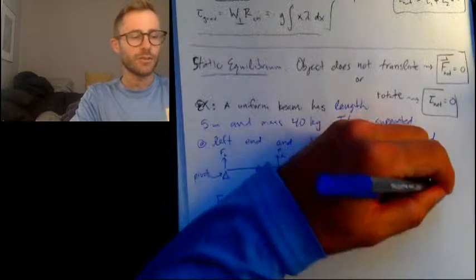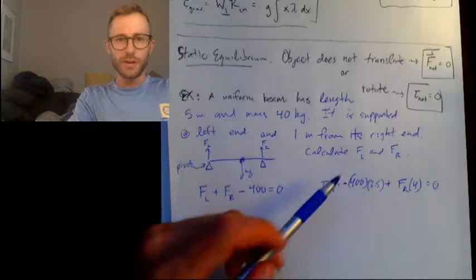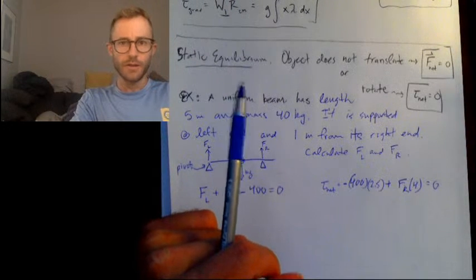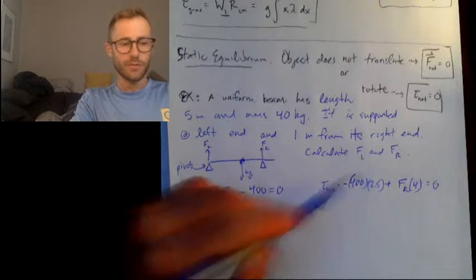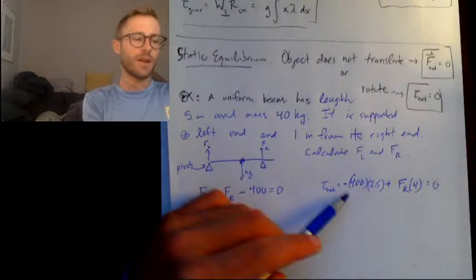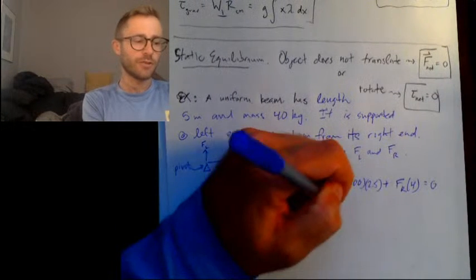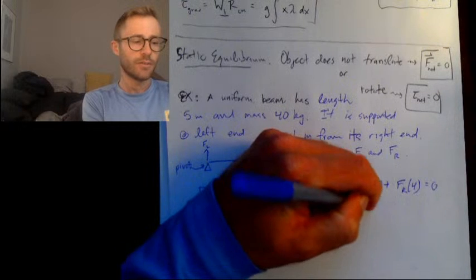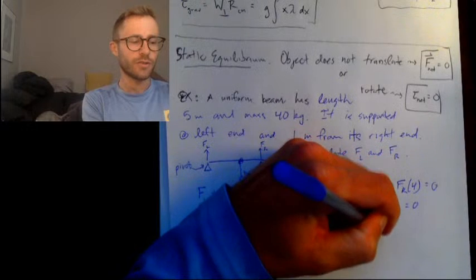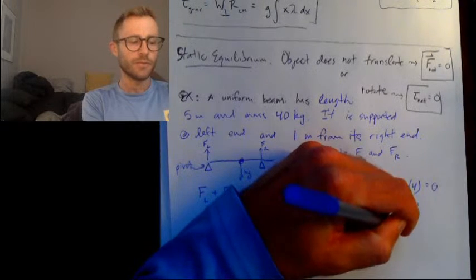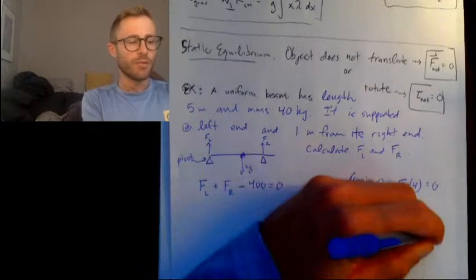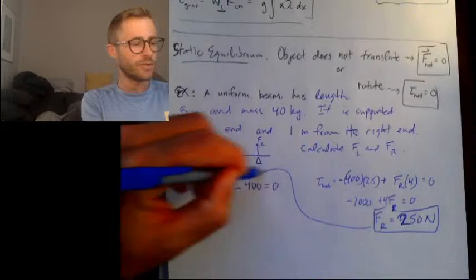Okay, so that has to equal 0. So this first force, the right force, can be calculated from this equation really easily. So 400 times 2.5 is 1,000. So we have negative 1,000 plus F sub R times 4 equals 0. So that says that F sub R equals 250 newtons, which we then plug into this equation.